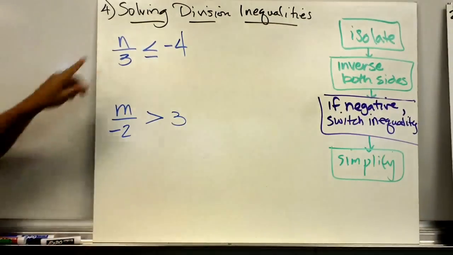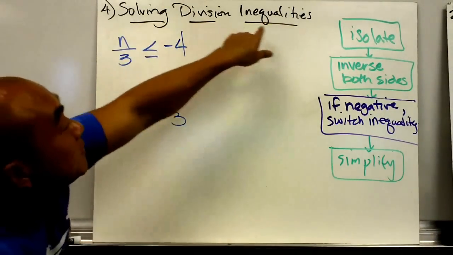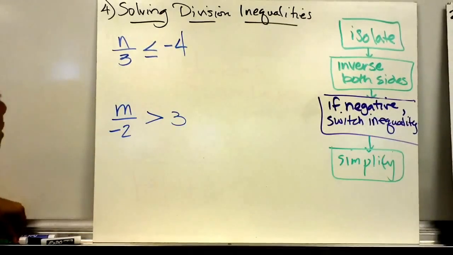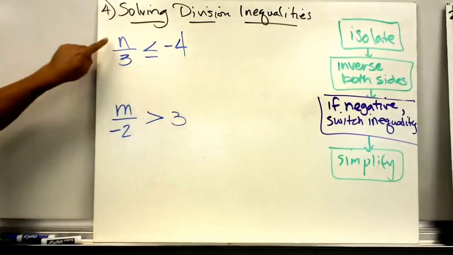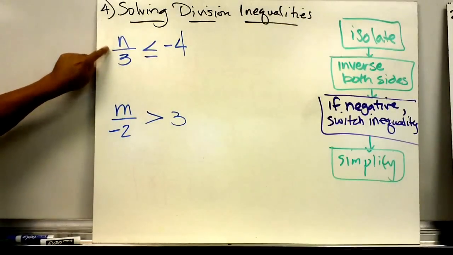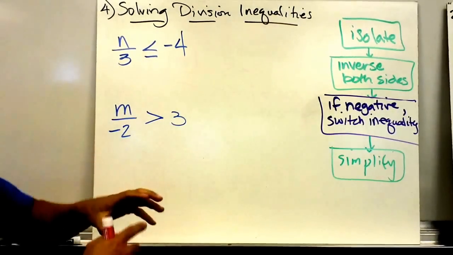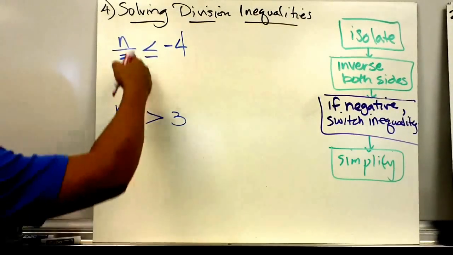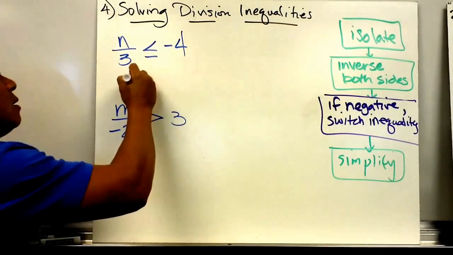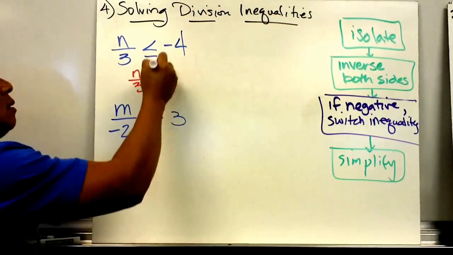Okay, now let's go ahead and do solving division inequalities. We're going to isolate the variable. Here we want n alone. Notice that n is being divided by 3. So we're going to undo that. To undo division, we're going to multiply. So I'm going to take this and rewrite it. So I have n over 3.